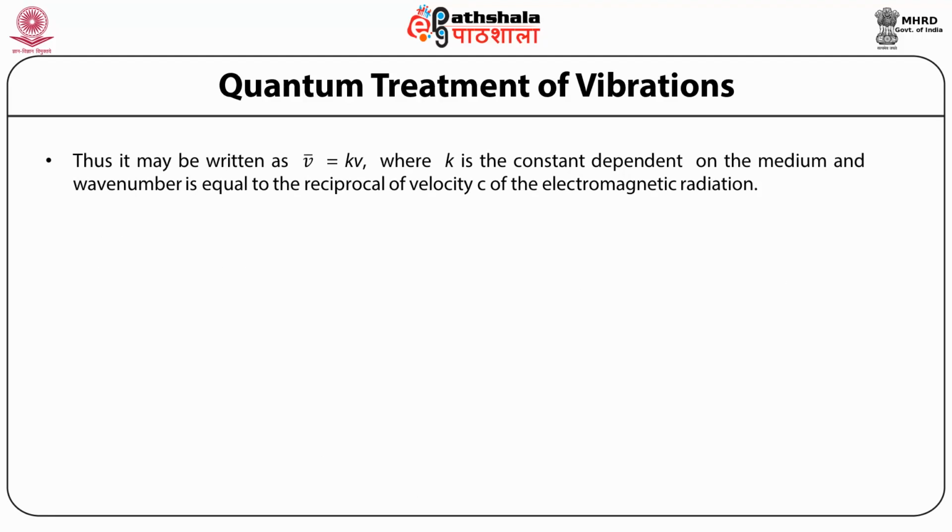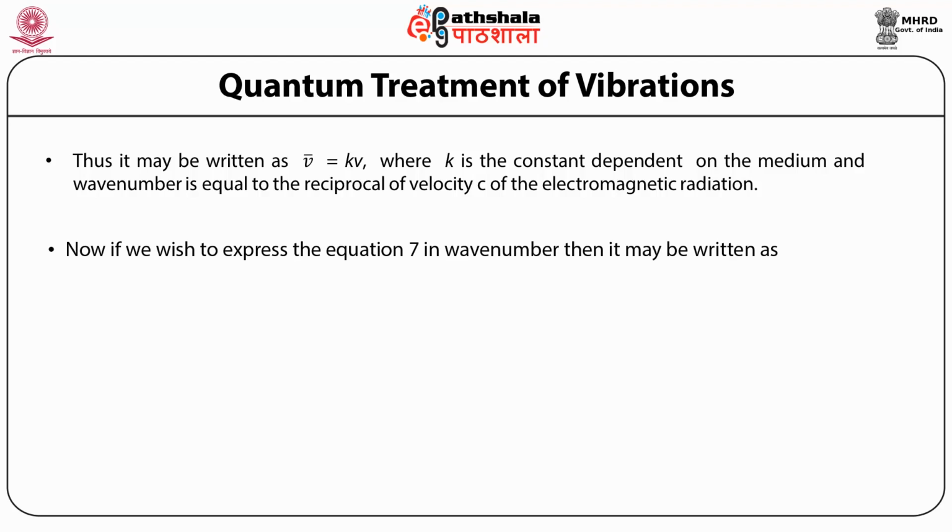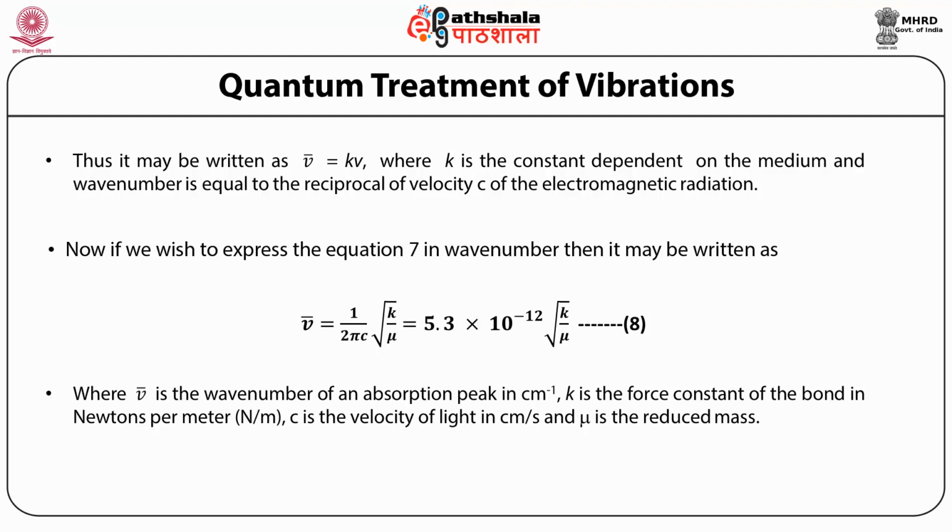Thus, it may be written as ν̄ = kν, where k is the constant of the medium, and wave number is the reciprocal of velocity c of the electromagnetic radiation. Now, if we wish to express equation 7 in wave number, it can be written as ν̄ = 1/2πc × √(k/μ), which equals 5.3 × 10^-12 × √(k/μ), where ν̄ is the wave number of an absorption peak in cm^-1, K is the force constant of the bond in newtons per meter, c is the velocity of light in centimeter per second, and μ is the reduced mass.